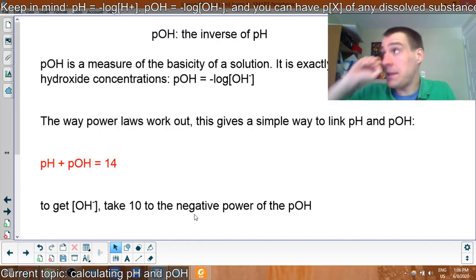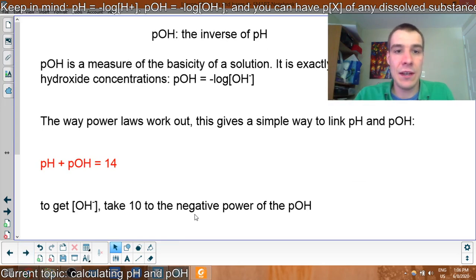Right. Then there's pOH. It's the inverse of pH. It's the hydroxide concentration. It's done the same way. So pOH is negative log of OH, and you can in fact have a p of any substance, p of, I don't know, like CO3. You can have pCO3, you can have p, I don't know, ammonia, whatever.